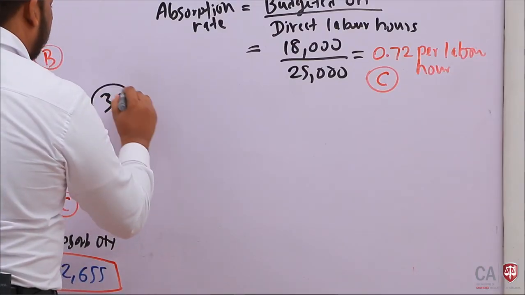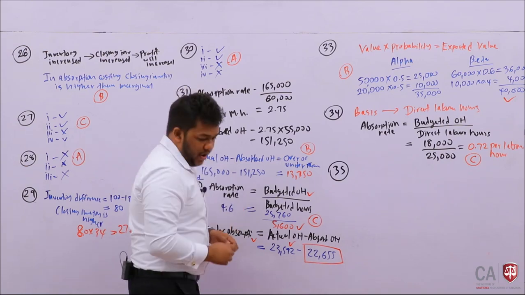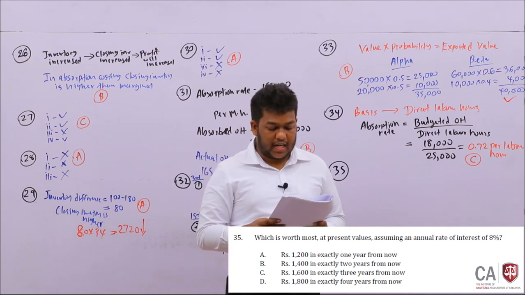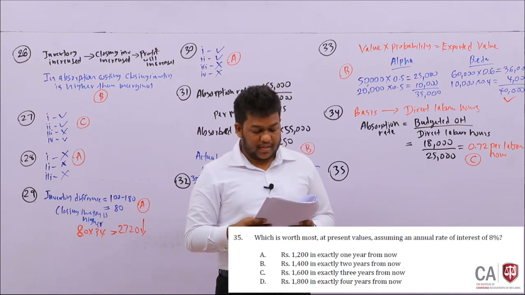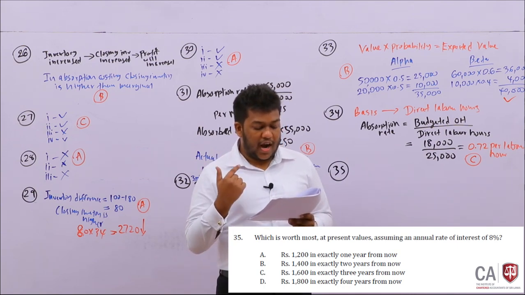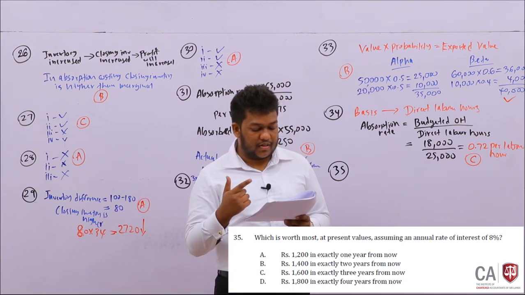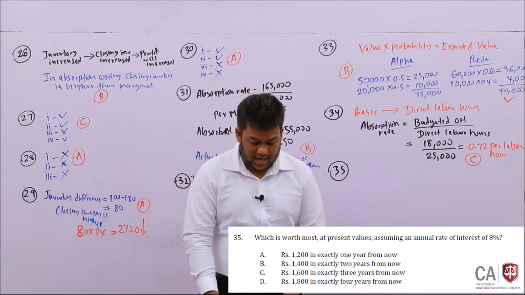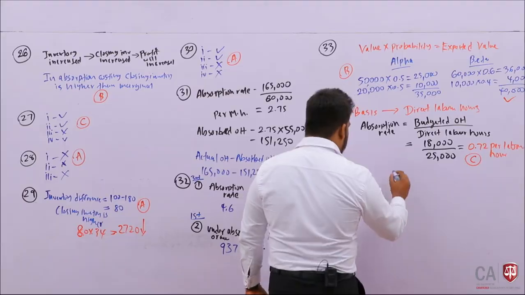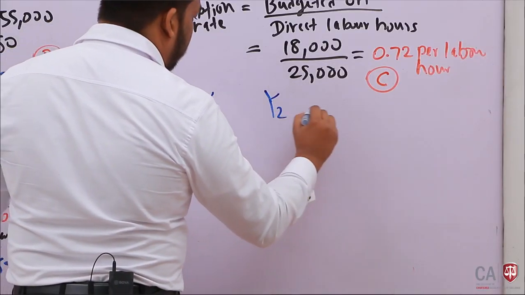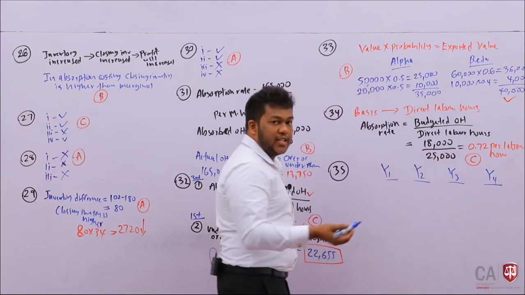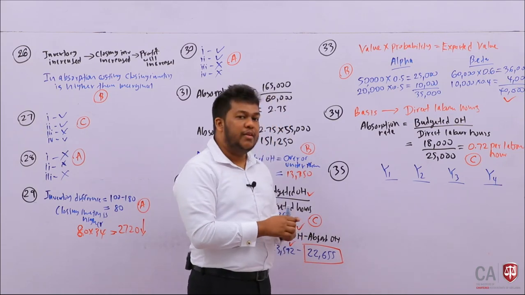Question number 35. Which is worth most at present value, assuming an annual rate of interest of 8%? So if the discount rate is 8%, what is more valuable? 2,000 in year 1, 4,000 in year 2, 6,000 in year 3, 1,008 in year 4. So what you have to do is calculate. This is net present value, calculating the present value of a cash flow, discounting. You have learned this in BL2 also.